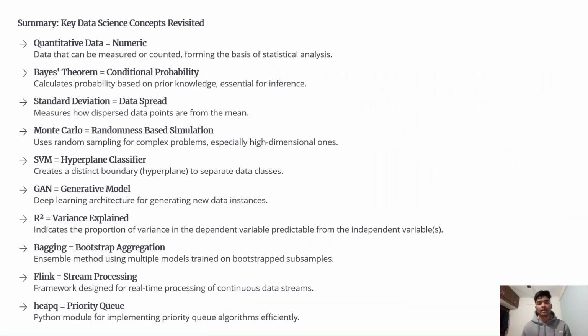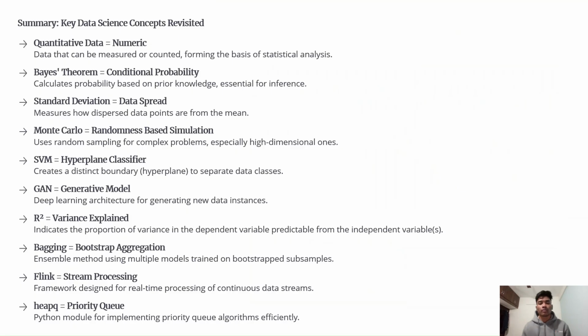So we'll just wrap up this section A of the third internal test, which was set C. Set C was allotted to me. So to wrap up, quantitative data is always numeric. Bayes gives us updated probabilities. Standard deviation measures data spread. SVM uses hyperplanes. GANs generate new data. Bagging builds multiple models from sample data. Flink handles real-time streams. And HeapQ helps us build priority queues.